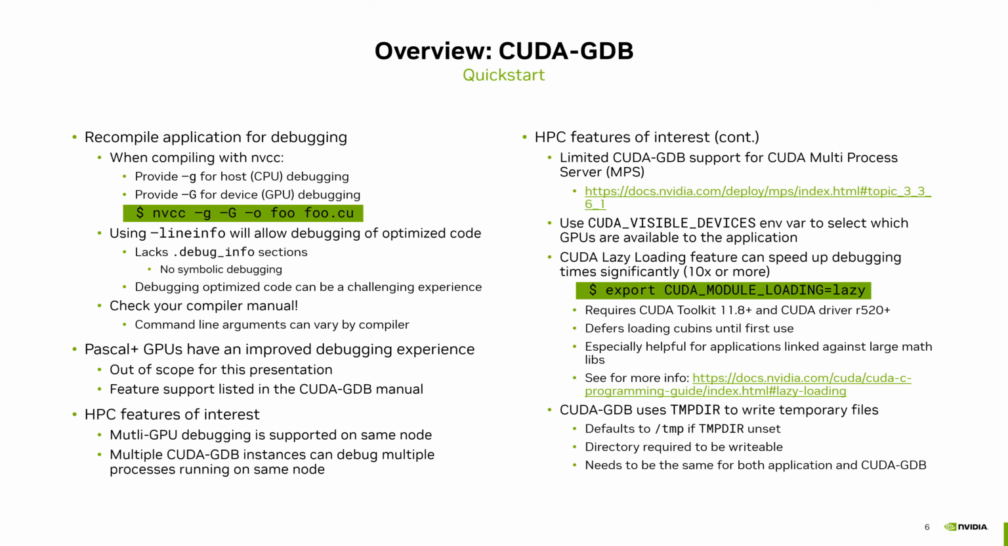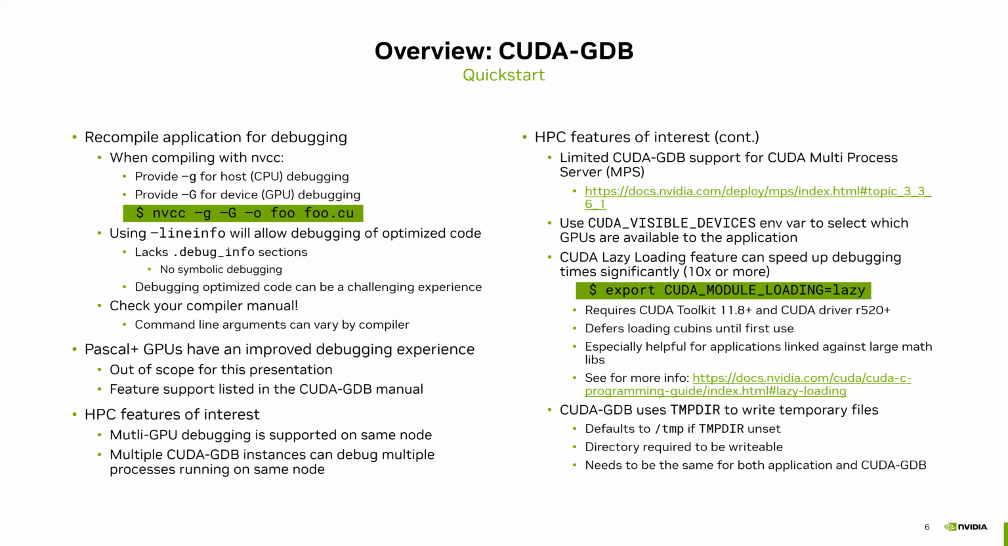On the host side, I want to keep optimization on so I have fast running code. It's up to you. You can also use line info to allow for optimized code debugging. You do have to be careful here though, because when you use line info, it will lack debug info sections.